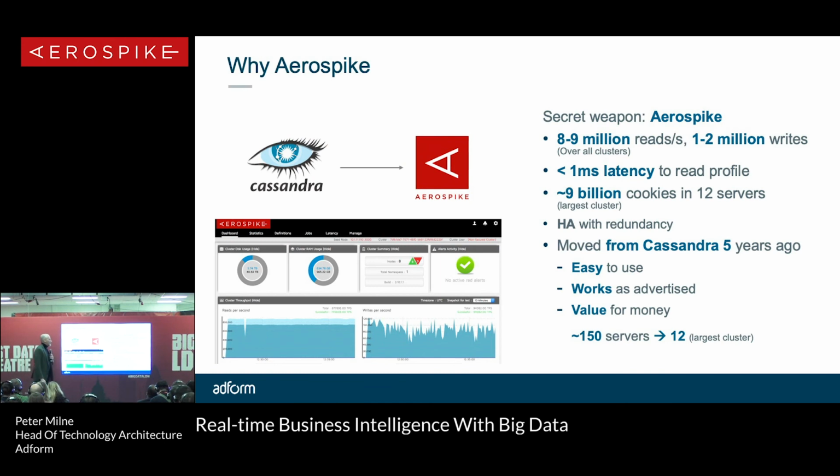So why do we use Aerospike? Advertising technology makes money every time we win a bid request. If we can't bid, we can't make money. If we're down for an hour, that's not quite €1 million that we lose. So it's a big amount of money, which we can never recover. So we need something that has low latency, huge capacity, high throughput, and high availability. It's always got to be there.